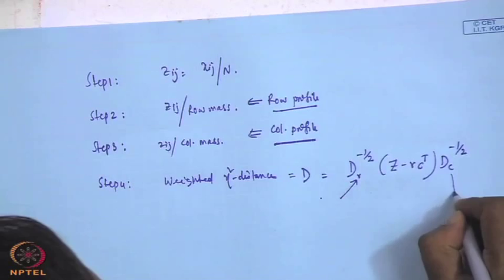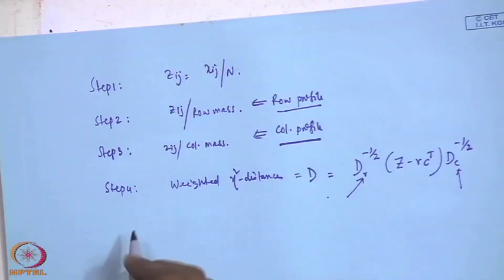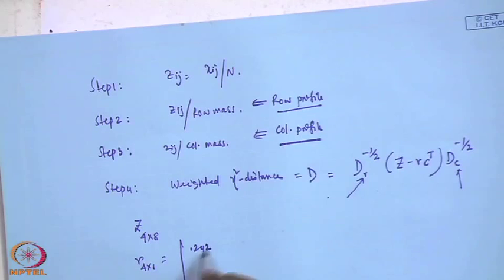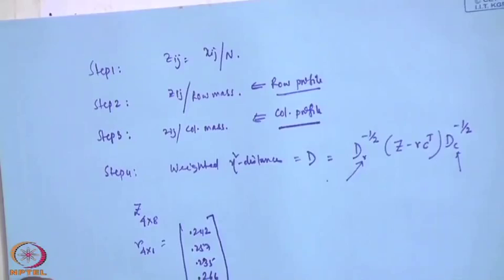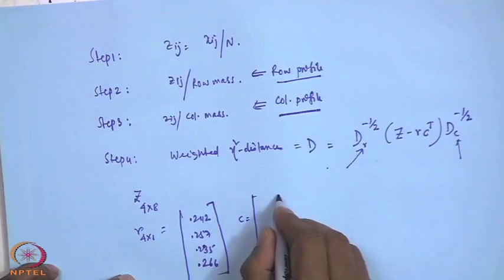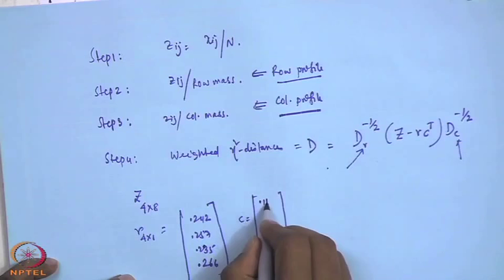What way is it done now? Now, what is the Z matrix? You have seen that it is 4 categories of vendors cross 8 categories of defects. Now, r, which is the row profile, is 4 cross 1. That means this one is nothing but 0.242, 0.257, 0.235, 0.266. Now, what is your c? c is 8 cross 1, that is 0.111, in the same manner 0.025.